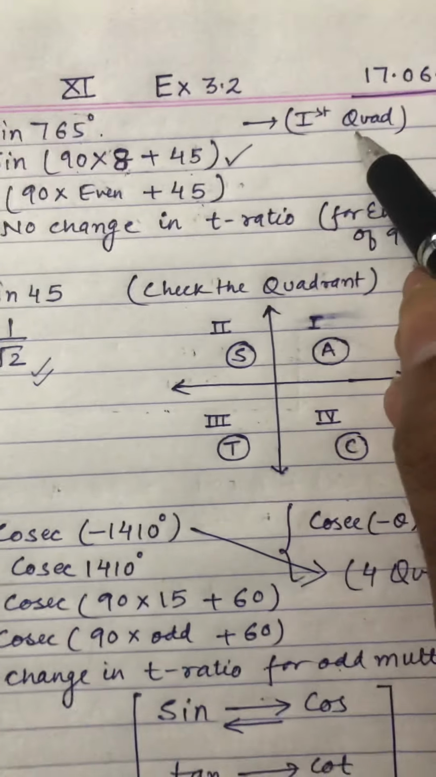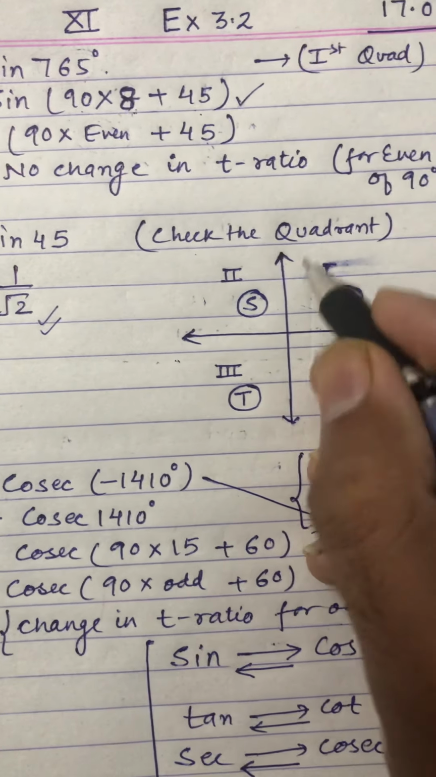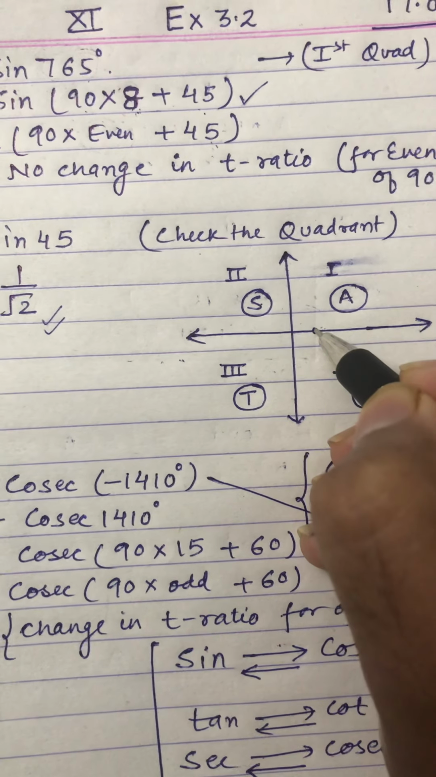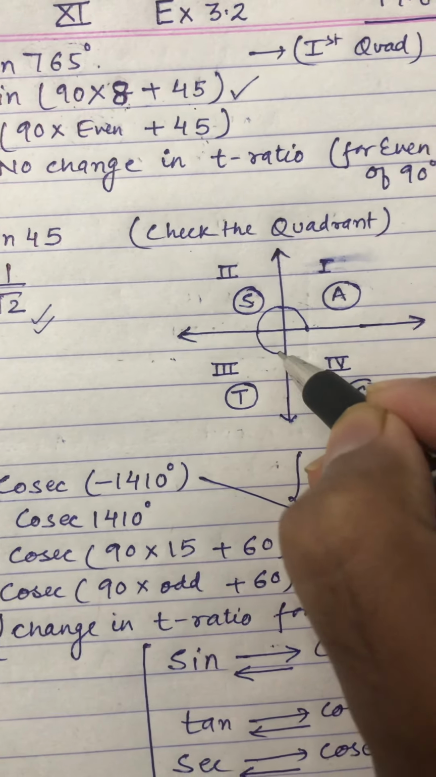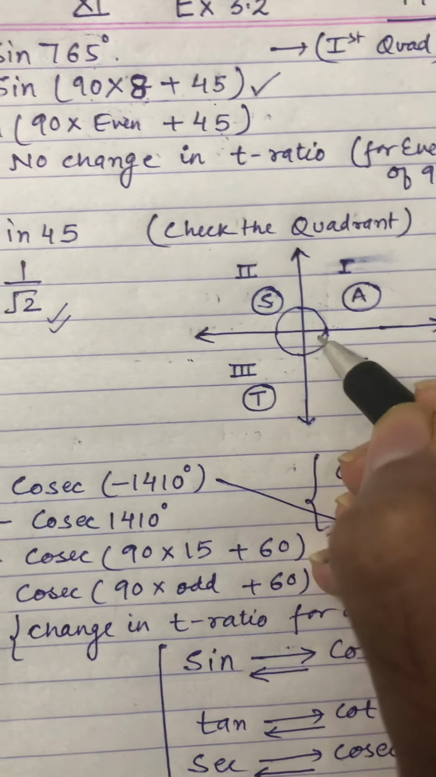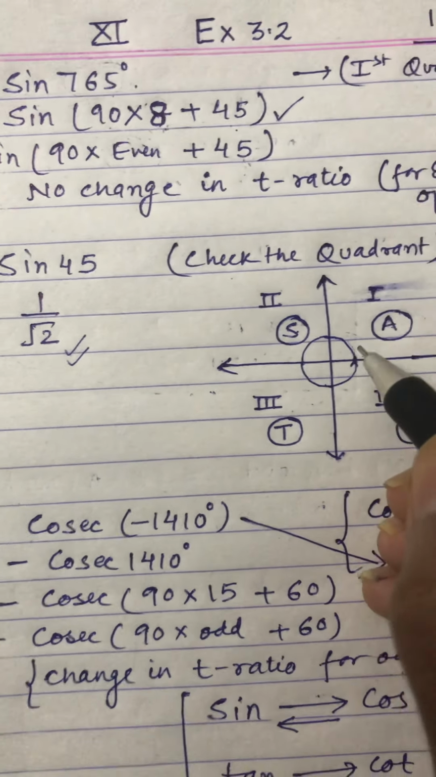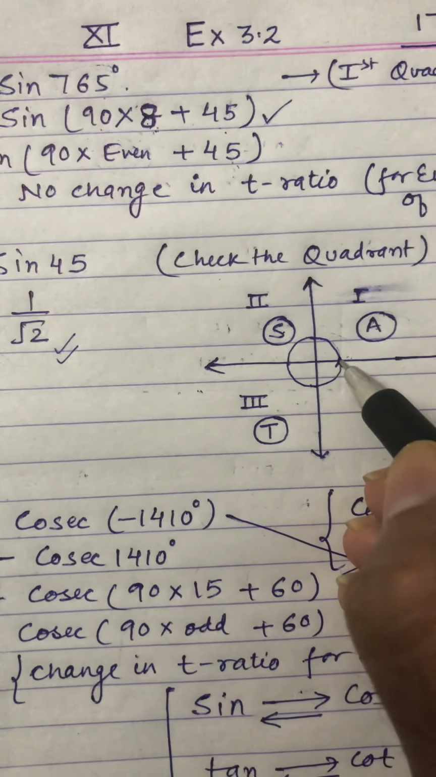765 will lie in the first quadrant. If you start from here, this is the first quadrant. This is 90, this is 180, this is 270, and this is again 360. Now after 360, again you will rotate in this direction. When you go on rotating, you will see that the angle 765 will come in the first quadrant, because 90 into 8 times will move now.